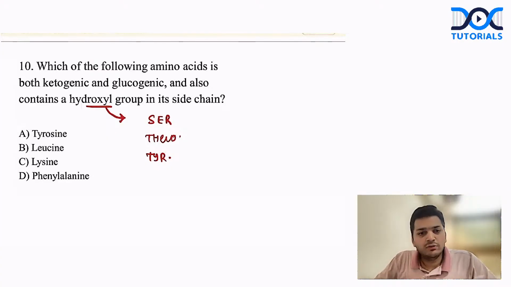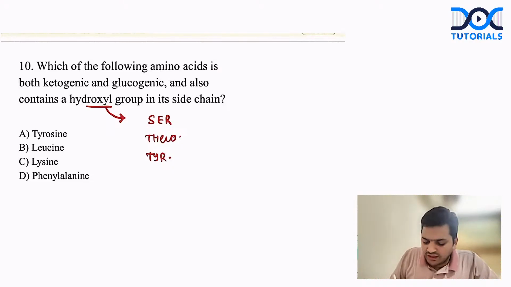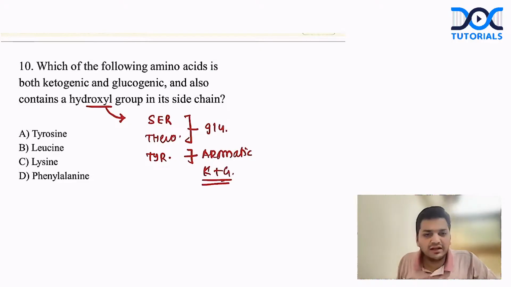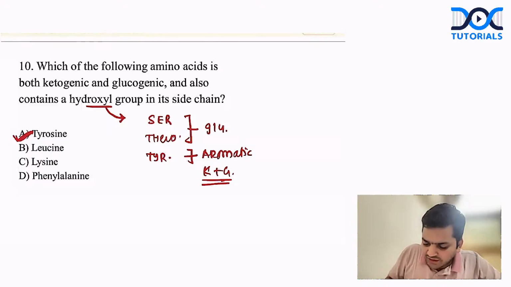Mostly the keto plus glucogenic ones are the aromatic ones, right? This is how we have remembered. All three have the hydroxyl group, but these two are glucogenic only. Tyrosine is aromatic, so it is both keto plus glucogenic. So if it's the one with a hydroxyl group and keto plus glucogenic, it's going to be tyrosine.